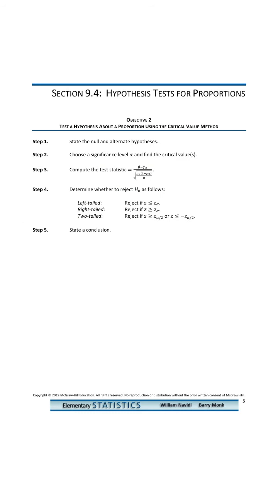Objective 2 is hypothesis test for proportion using the critical value method. So this is the procedure for the critical value method. First, state the null and alternate hypothesis. Choose the significance level alpha and find the critical values. Compute the test statistic. This is the formula we are using for that. And determine whether to reject H0. For left, right and two tail, these are the conditions, and state a conclusion.